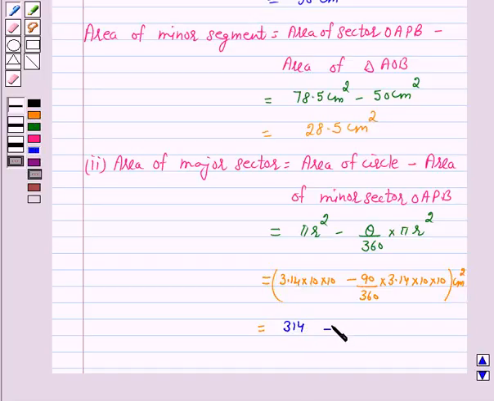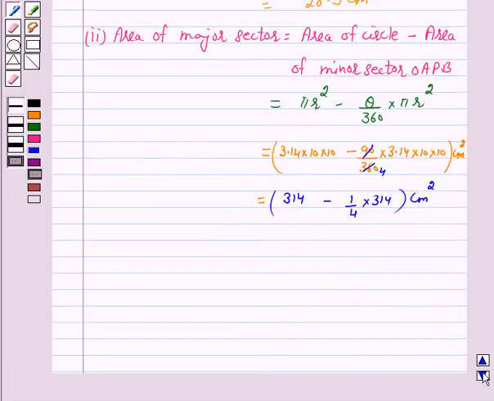So this is equal to 314 minus 1 by 4 into 314 centimeter square, and this is equal to 314 minus 78.5 centimeter square, or this is equal to 235.5 centimeter square. Hence, the area of the major sector is 235.5 centimeter square.